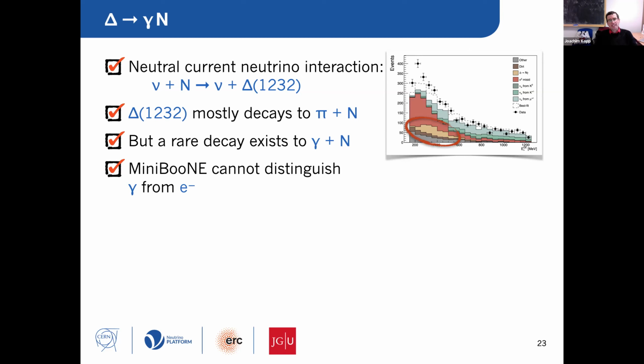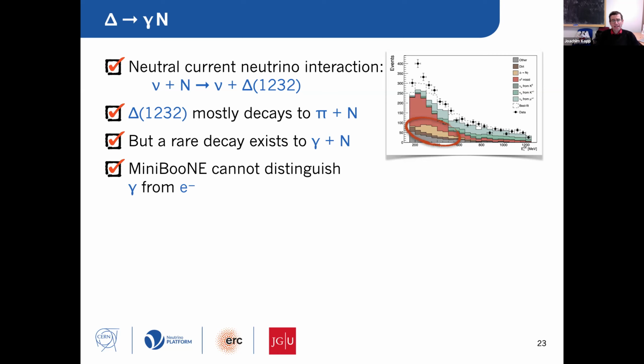Now, because there is this large flux of muon neutrinos, which are not supposed to show up in this search at all, some of these muon neutrinos will do a neutral current interaction. And as they scatter off a nucleus, they may excite that nucleus to one of the hadronic resonances. And the lowest lying one and the most likely to be excited is the delta 1232 resonance. Now, most of the time, the delta 1232 decays to a pion and back to a nucleon. The pion is detected in MiniBooNE, but it wouldn't show up in this search for electron neutrino appearance here.